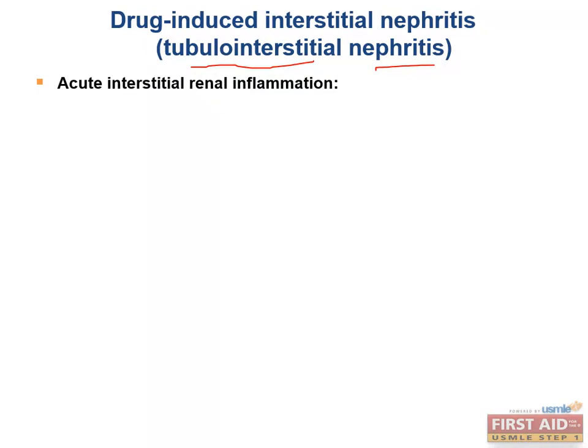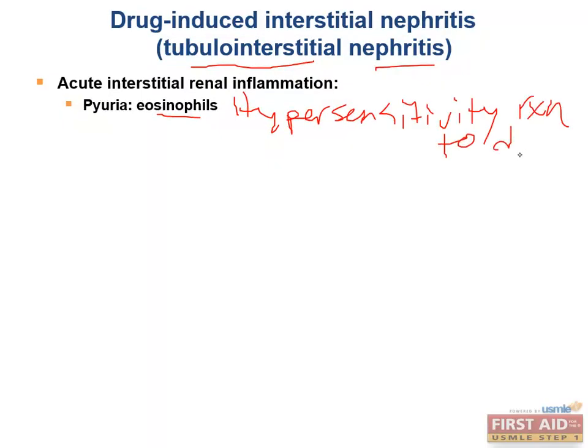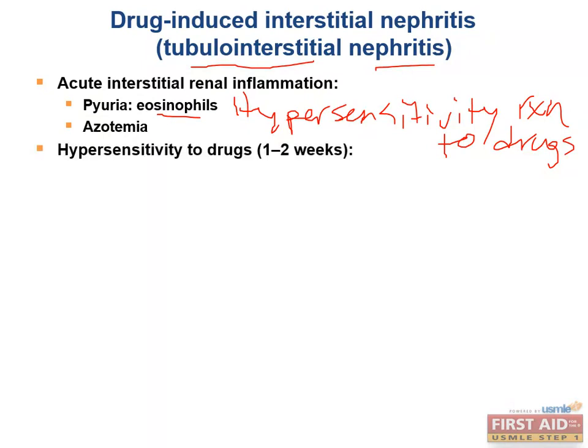But can you guess which type of white blood cell we're going to have? The answer is eosinophils, because it's a hypersensitivity reaction to drugs, and the responders are eosinophils. There's also azotemia as the renal function declines. The hypersensitivity to the drugs usually results 1 to 2 weeks after taking the drugs, and the drugs are acting as haptens. Because they're acting as haptens, they are making certain proteins in the body immunoreactive, and antibodies are recognizing them, and it's leading to inflammation.